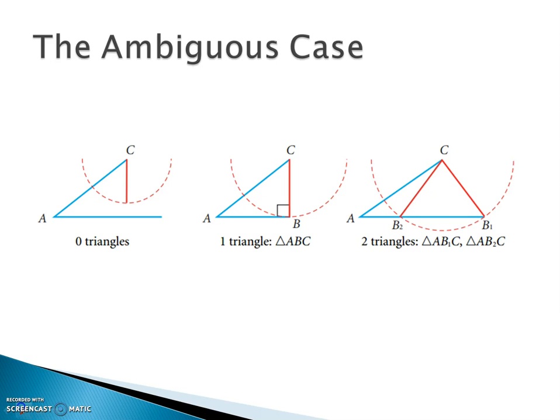The law of sines can be used to solve a triangle when given the measures of two angles and the included side, angle side angle, ASA, or when given side angle angle, SAA. When given side side angle, SSA, this is called the ambiguous case. This is called the ambiguous case because given this information, 0, 1, or 2 triangles are possible. We will discuss more on the ambiguous case in our next lesson.